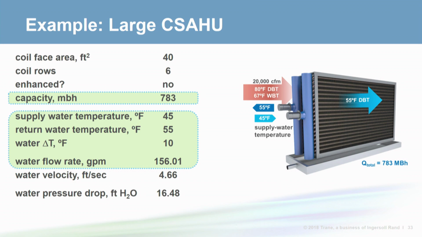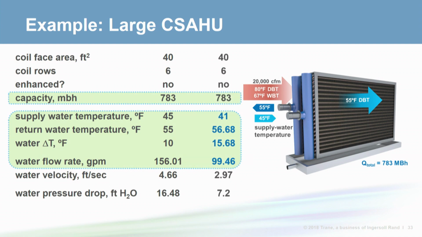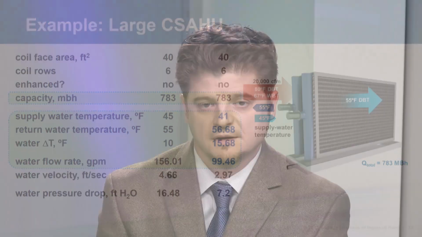So what if we send the coil colder 41-degree water? In response, the coil valve modulates to allow less of that cold water, reducing the flow rate to about 99 GPM. This results in an increase in the leaving water temperature to nearly 57 degrees, giving a water temperature rise around 16 degrees. In other words, by reducing the supply water temperature to the existing coil, we've reduced our GPM by 36%. This reduction in flow will yield substantial pump energy savings.